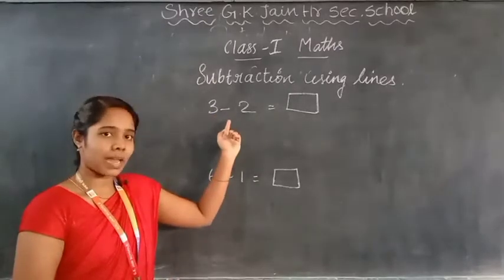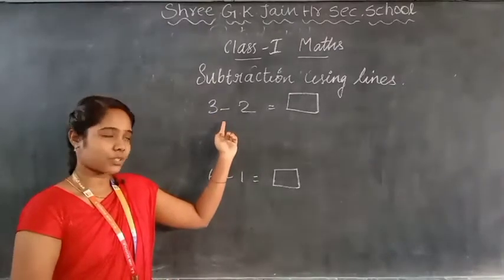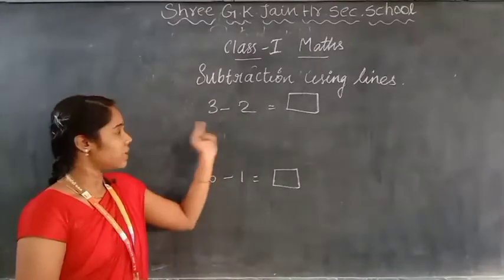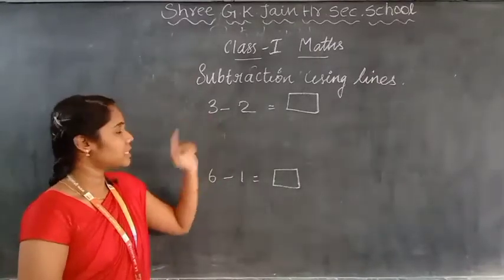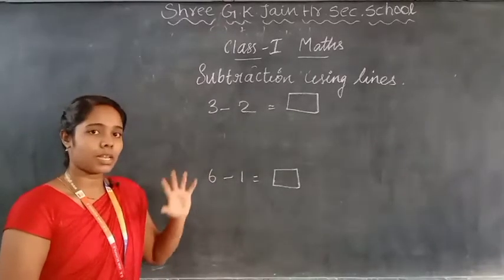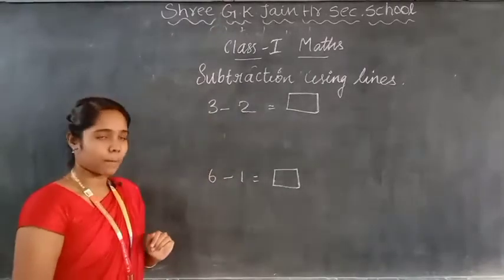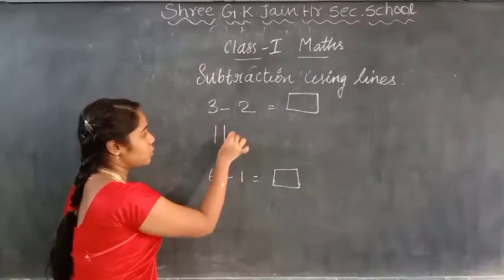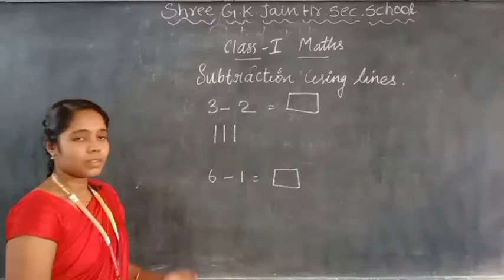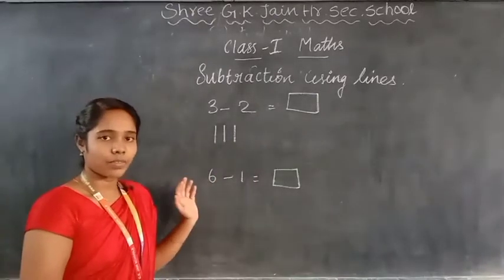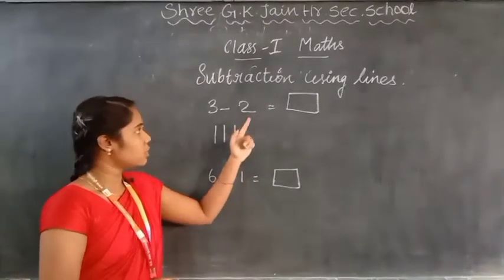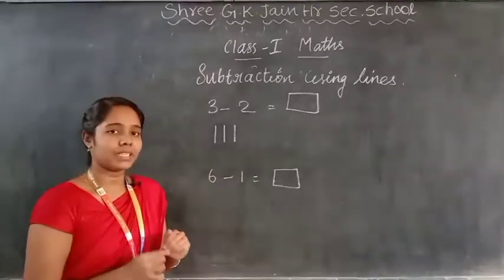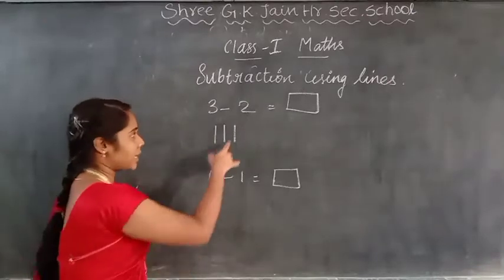We all know that minus is the symbol for subtraction. 3 minus 2. So first, what do we have to do? We have to draw the lines for the first number given, the total number, right? So 3 is the total number. So we are going to draw the lines. How many lines? 3. 1, 2, 3. Okay, we have drawn the lines. Then what are we going to do? We are going to cancel out the 2 from it, by striking.